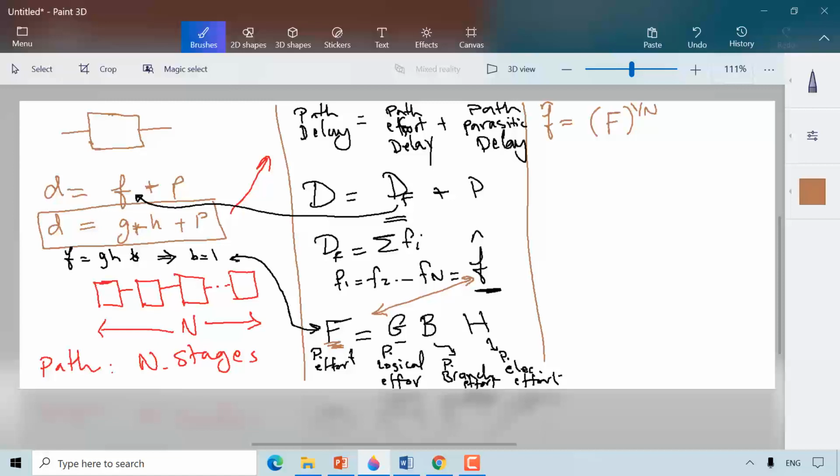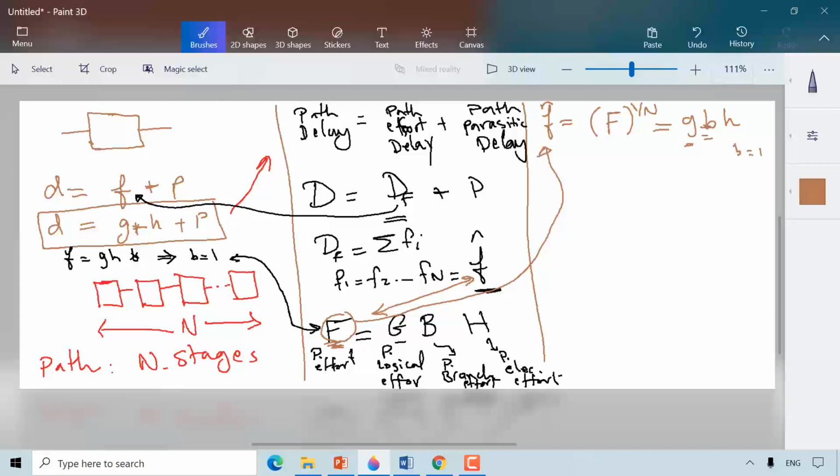Oh, that's good. Once I find this one, I use it for this equation. More beautiful also is that f hat itself is equal to g b h for every stage. We know that the g is for every stage. The g is the logical effort for the stage or for the gate. The b is the branching, and we will define it. But for now, we'll assume it's 1 for simplification.